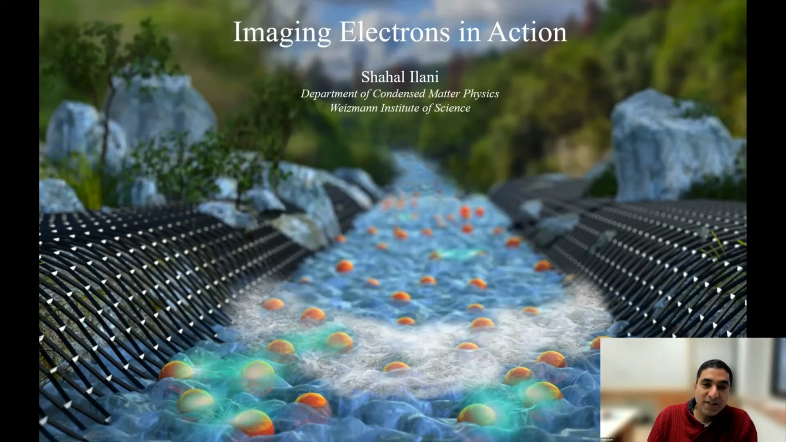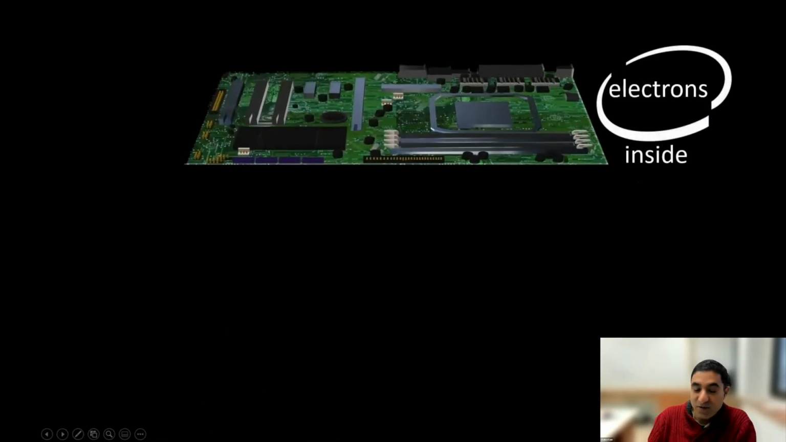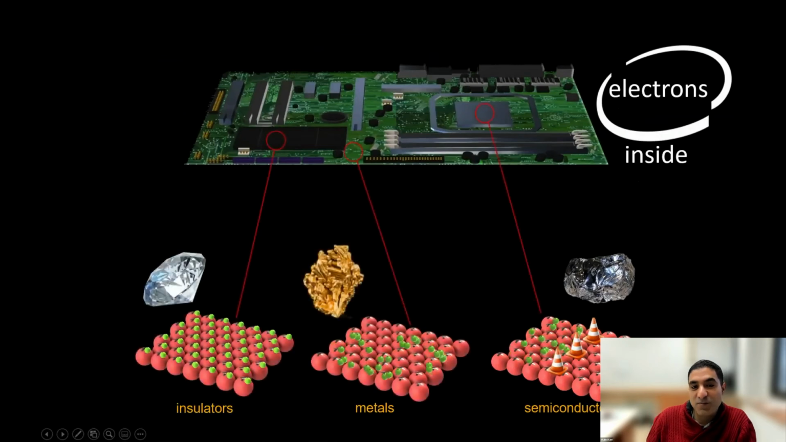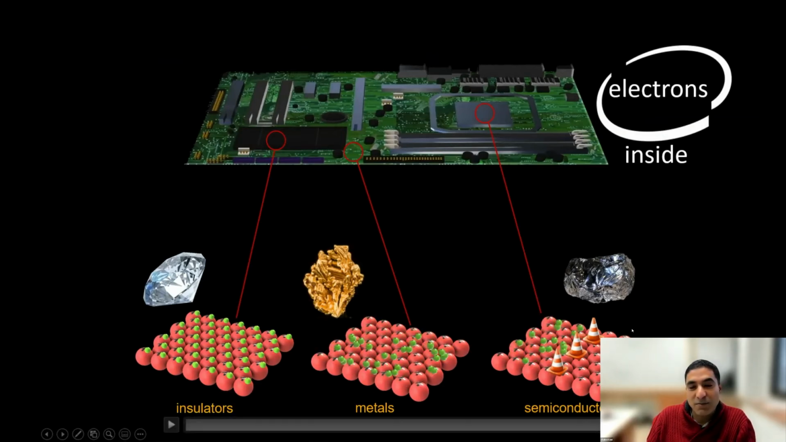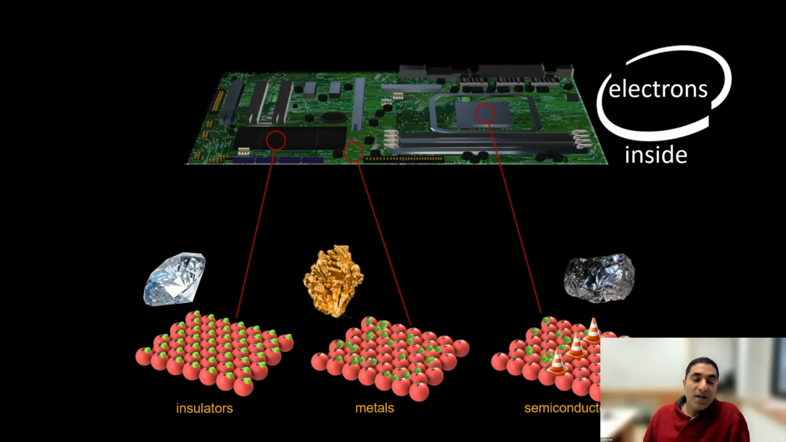So in condensed matter physics, we are typically interested in what electrons do in materials. And you know that you have electrons in your phones and your computers, and if you open them up and look very closely, you can see that all the functionalities of these devices are based on the fact that in different materials, electrons can have different behaviors. They can be insulators, metals, semiconductors, and this is enough to create all the electronics that you know. But in fact, this is really a small part of what electrons can do.